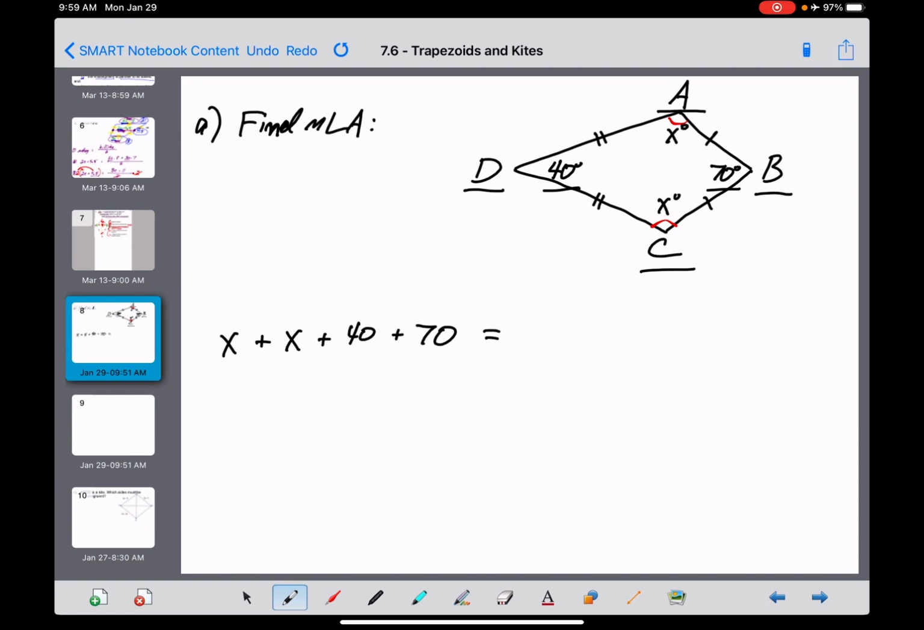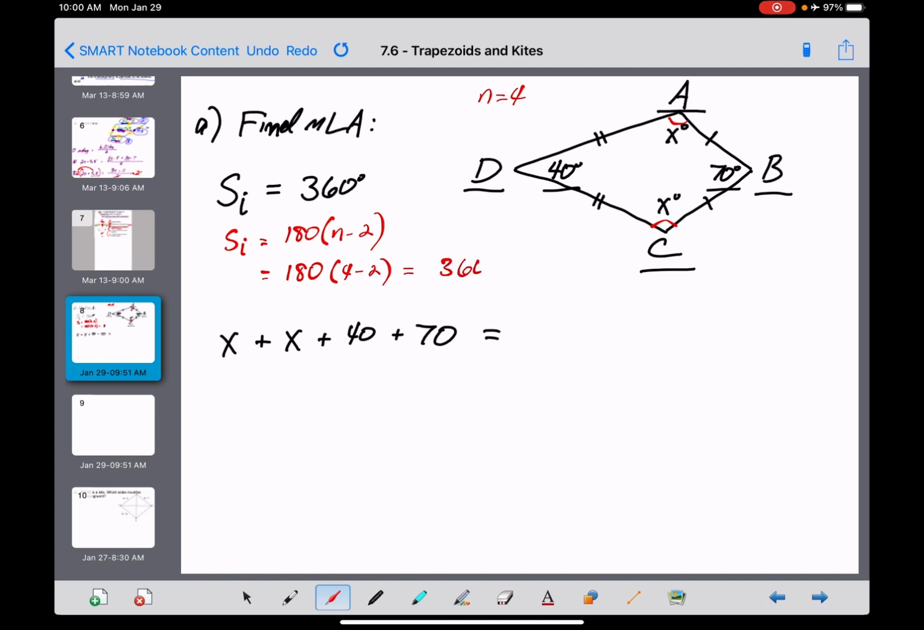well, here's something we haven't said yet in this section, but it's been true all chapter long. The sum of the interior angles in any quadrilateral is always going to be 360 degrees. The reason for that, guys, is if you remember this formula from way back at the beginning, sum of the interior angles is 180 times n minus 2. Well, in a quadrilateral, n is always equal to 4. So this is 180 times 4 minus 2, which is 180 times 2, that's 360 degrees. So the sum of my four angles in any quadrilateral is always going to be 360.